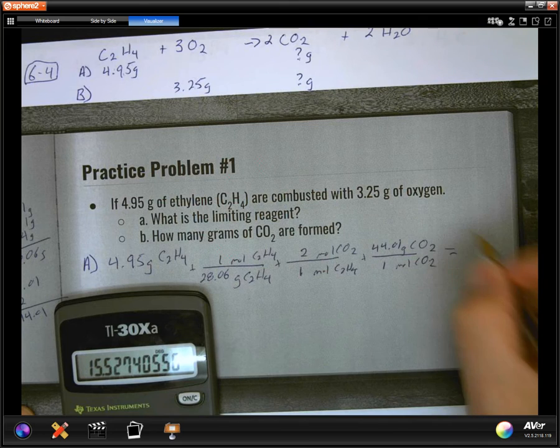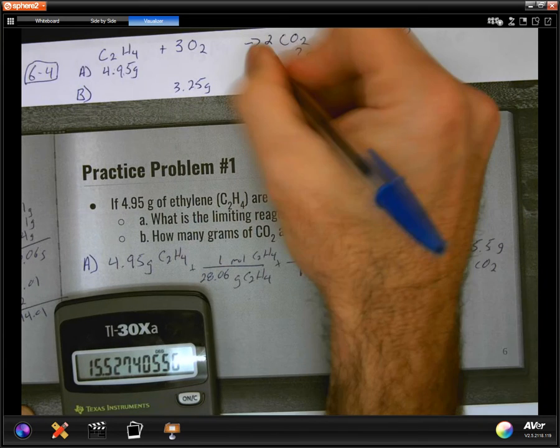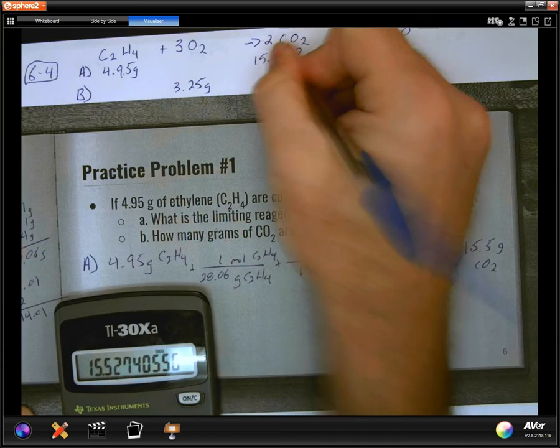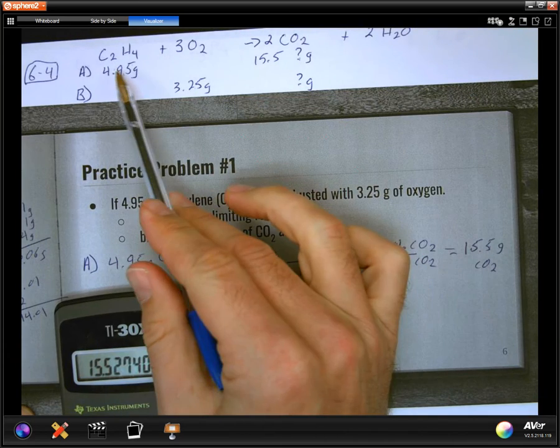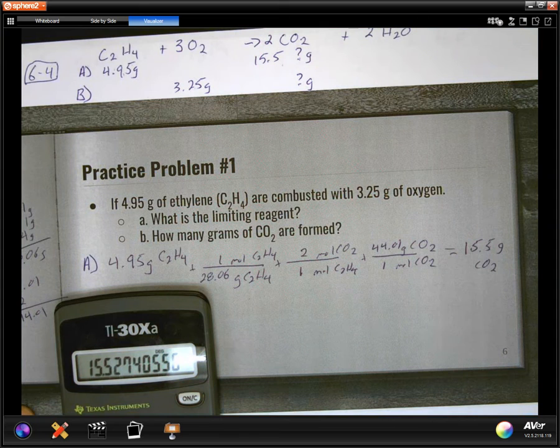3 sig figs means I have 3 sig figs here. Go and label it carbon dioxide. So we said from this starting point, we're going to be able to produce 15.5 grams. So in scenario 1, from this starting point, if I had unlimited oxygen, I could produce that much product. Now we have to do scenario B.